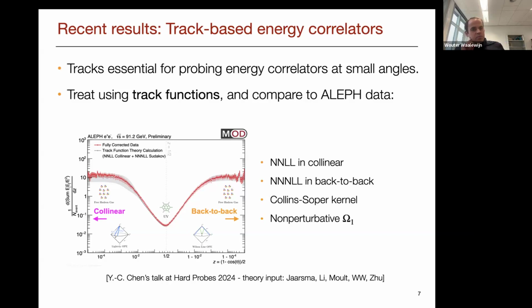And so we compared the measurement to our predictions, where we treat the fact that you do this measurement on tracks using something called track functions. So it's some kind of non-perturbative object. And we can see that we describe both the back-to-back region, which is described by some kind of TMD resummation, like Ignacio talked about, but also a collinear region, which is described by a very different type of resummation.